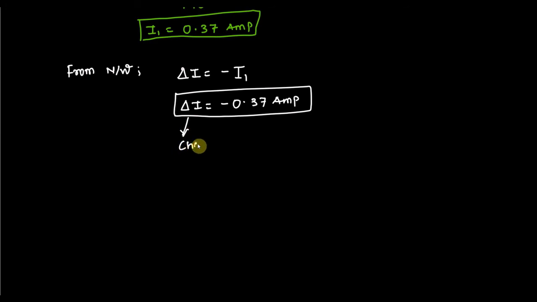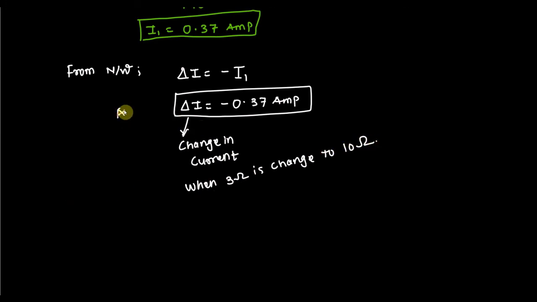What does delta I represent? Delta I represents the change in current when the 3 ohm resistance is changed to 10 ohm resistance. So this is your final answer. In that way we have completed the question.